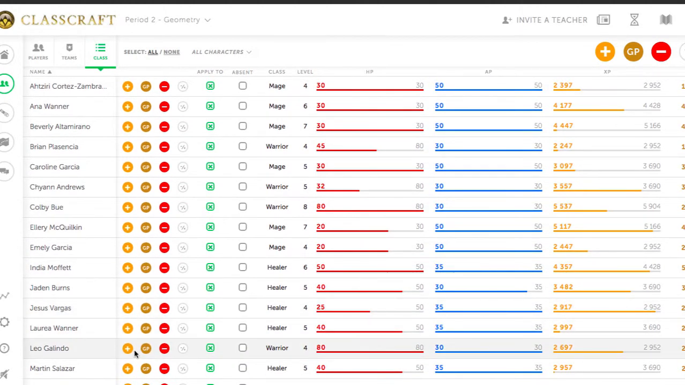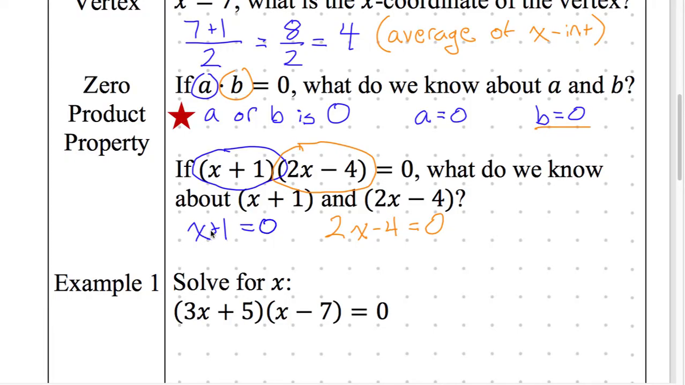And then from there, I have two equations. Those two equations, I need to solve both of them, and I'll have two different answers. So x plus 1 equals 0, I'm going to subtract 1 on both sides, and I get x equals negative 1. On this one, it's a little bit harder. Can someone help me out with a quiet raised hand? What am I going to have to do to both sides in order to solve for x?